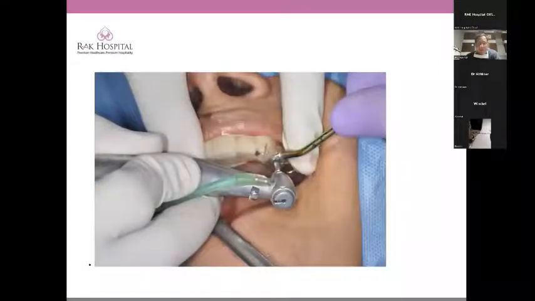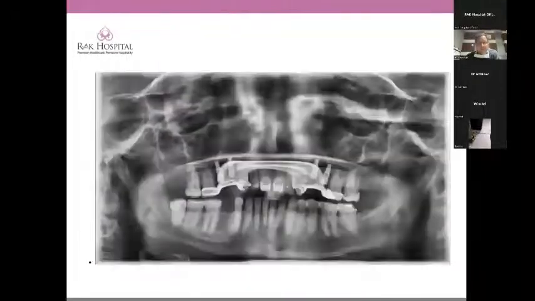Again, on the left side, right side already done on the left side. You can do multiple implants in the same sitting because this is a minimally invasive procedure. Now, this is the OPG of the same patient with 4 implants, and the patient is wearing her temporary teeth over the implants.